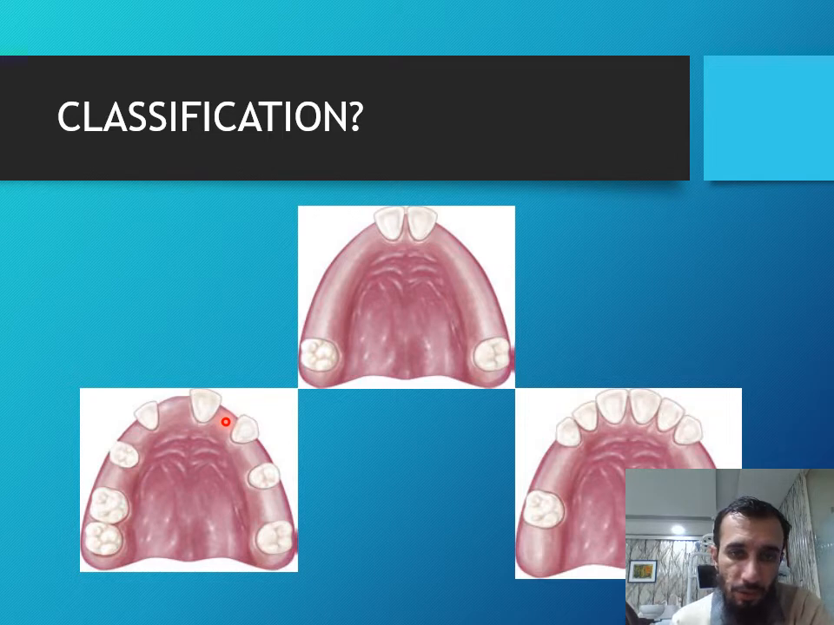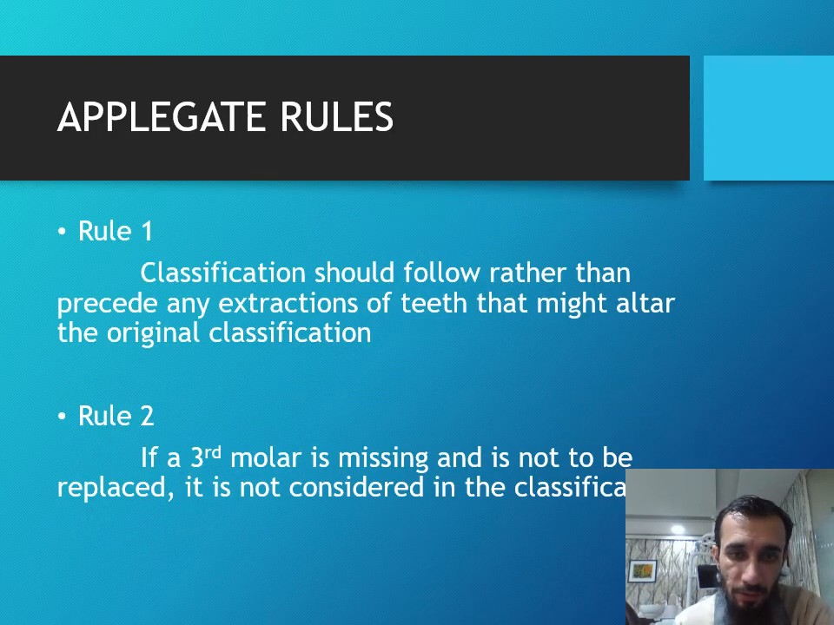Now, based on these Kennedy's four classes, there comes certain situations which you simply cannot classify just by knowing about Kennedy's classification, where you have multiple bounded saddles like these situations, or a free end saddle and then bounded saddles. In such cases, these issues were resolved by Applegate's rules that further simplified Kennedy's classification. And one of those rules was that the classification should follow rather than precede any extraction of teeth that might alter the original classification.